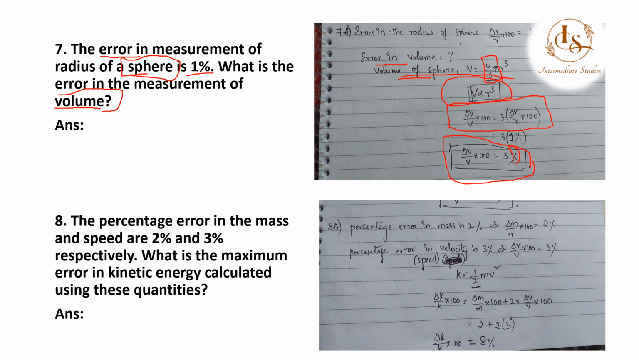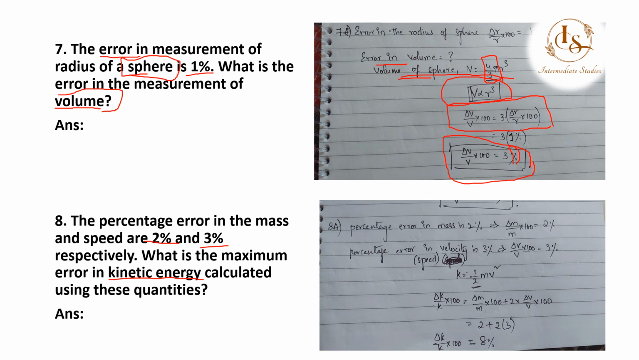Next question. The percentage error in the mass and speed are 2% and 3% respectively. What is the maximum error in kinetic energy calculated using these quantities? What is the formula for kinetic energy? Half mv square, right? So let's look into the answer. Percentage error in the mass is 2% and the speed is 3%.